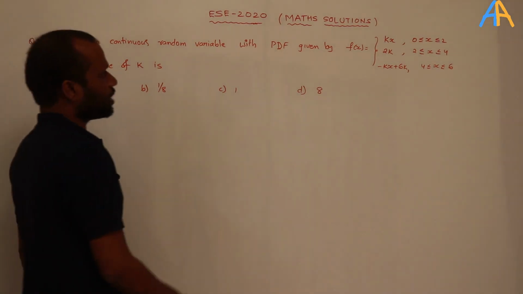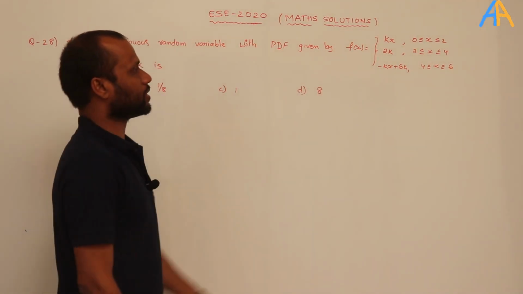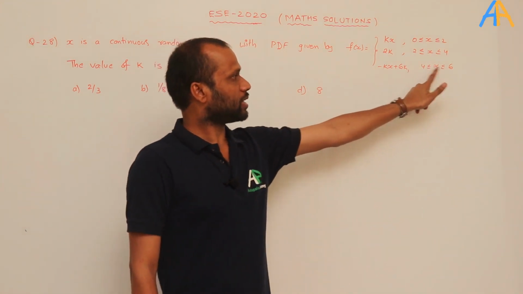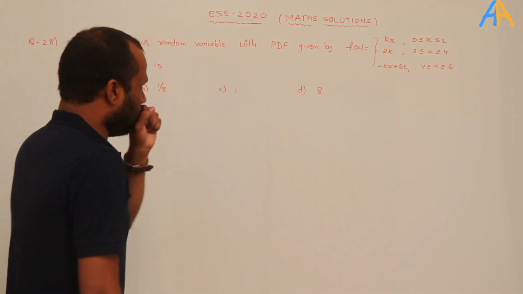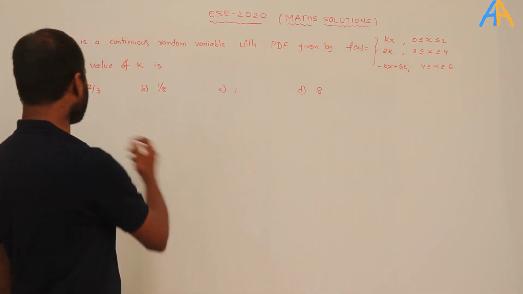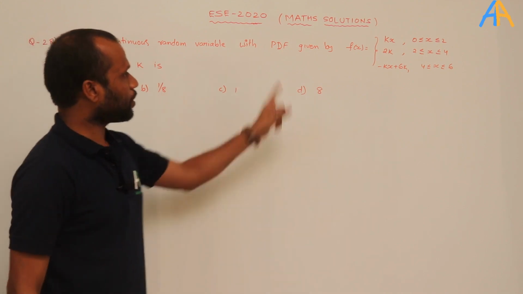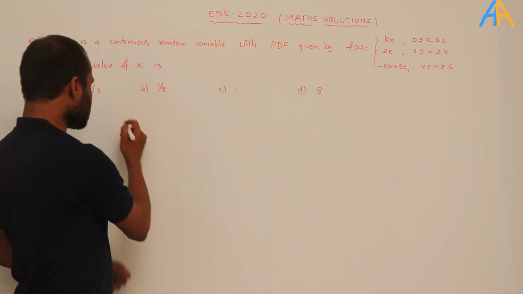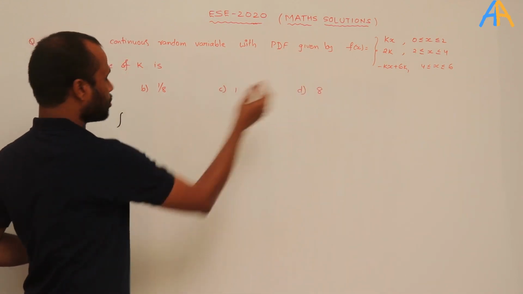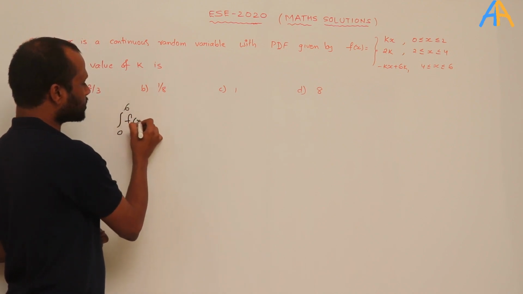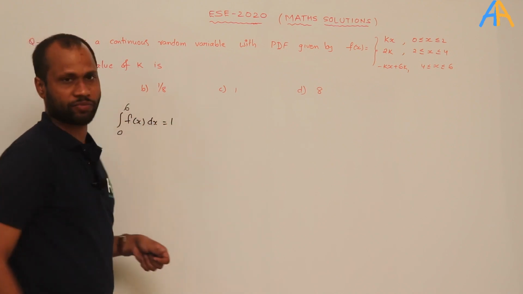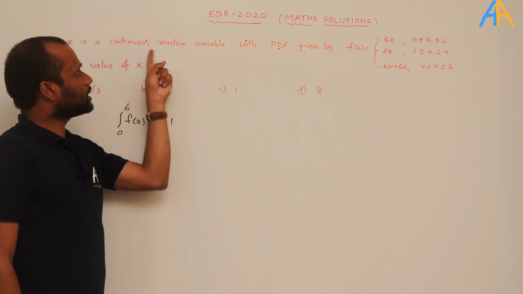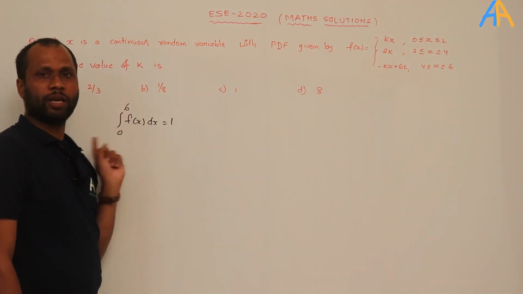X is a continuous random variable with probability density function given by f of x equal to kx in the region 0 to 2, 2k in the region 2 to 4, minus kx plus 6k in the region 4 to 6. Now, what is the value of k? This is pretty simple. Any probability density function in the given range shall add up to 1 when you integrate it. That means the integral over the given range 0 to 6 of f of x dx shall be equal to 1 for any probability density function of a continuous random variable. If it is a discrete random variable, then instead of integration it will be sigma.